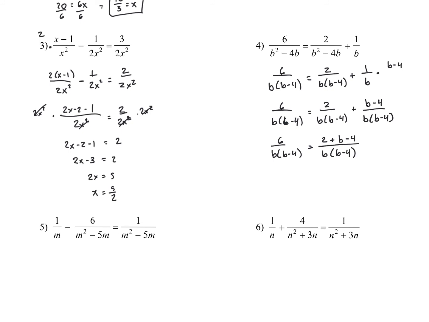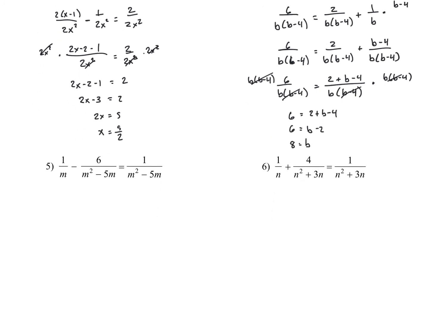All right, and now I'm going to multiply by my denominator in order to cancel it out. And everything goes away. And now I have 6 is equal to 2 plus b minus 4. Continue to combine like terms. And you get that 8 is equal to b. All right, last two problems.